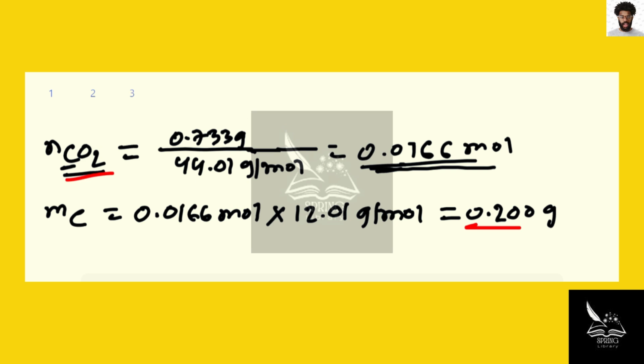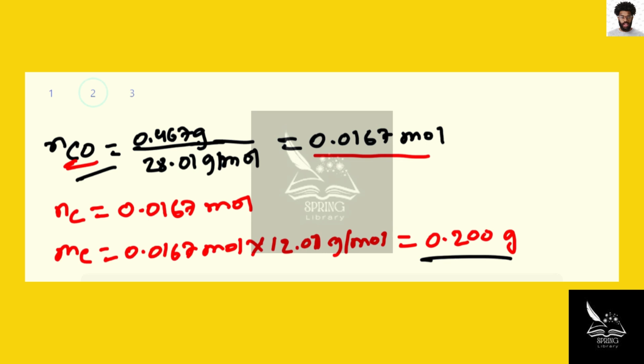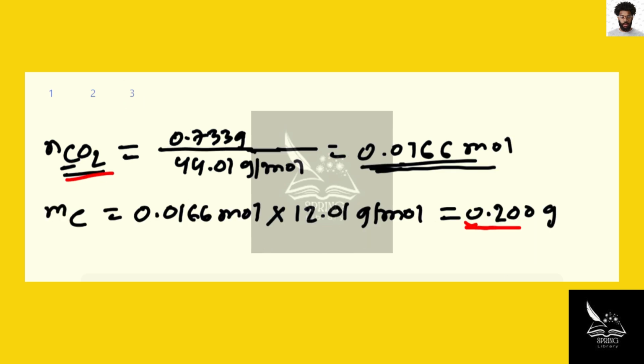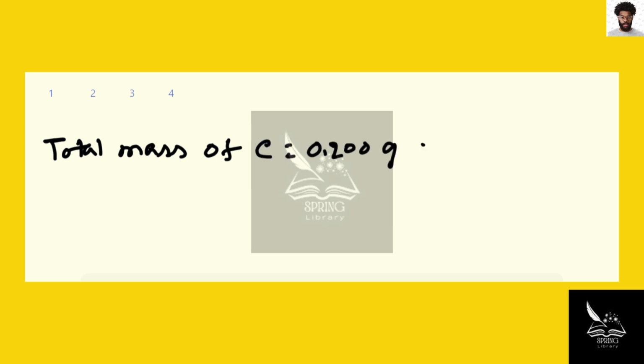So the total carbon in the original hydrocarbon will be the sum of the carbon produced in the form of carbon monoxide and the mass of carbon which is produced in the form of carbon dioxide. So the total mass of carbon will be 0.22 gram plus 0.200 gram, which will give us 0.400 gram carbon. So this is the mass of carbon.